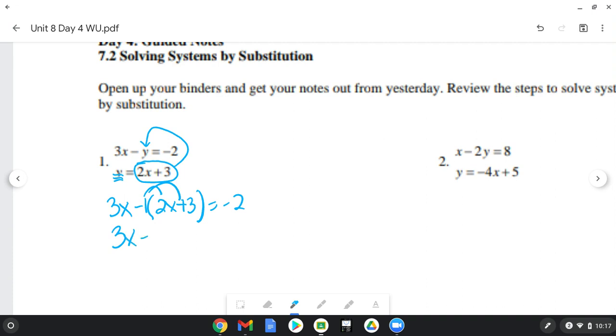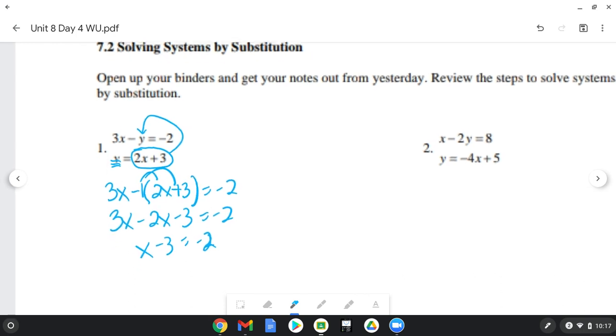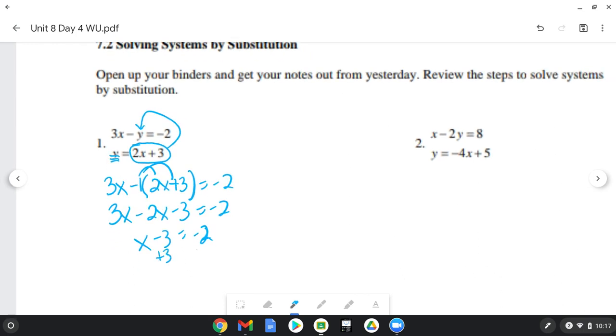So now I get 3x minus 2x minus 3 equals negative 2. So now I get x minus 3 equals negative 2. And to solve for x, I add 3 to both sides, and I get x equals 1. So that's half my battle.